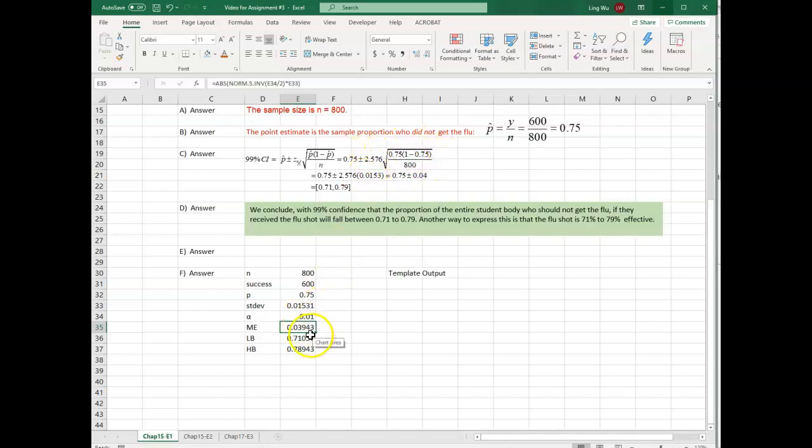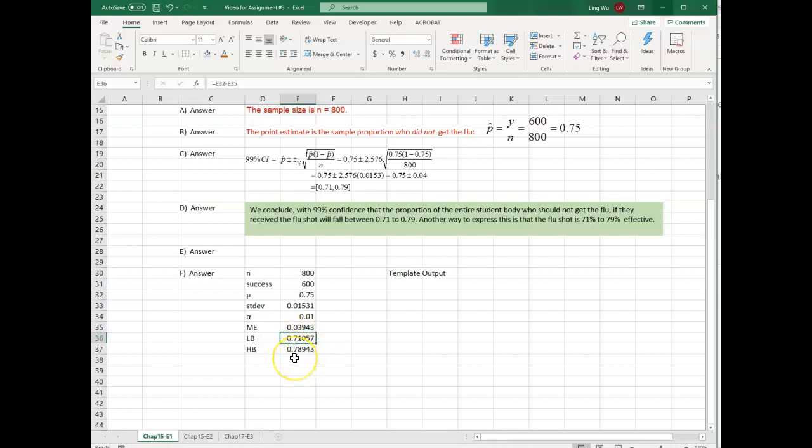Basically, this portion is calculated here. I use the absolute value because the Excel function gives the value on the left-hand side, and we want only the upper side value. Once we get this value, we take the mean value, 0.75, subtract the margin of error, and then add the margin of error to get the upper value.